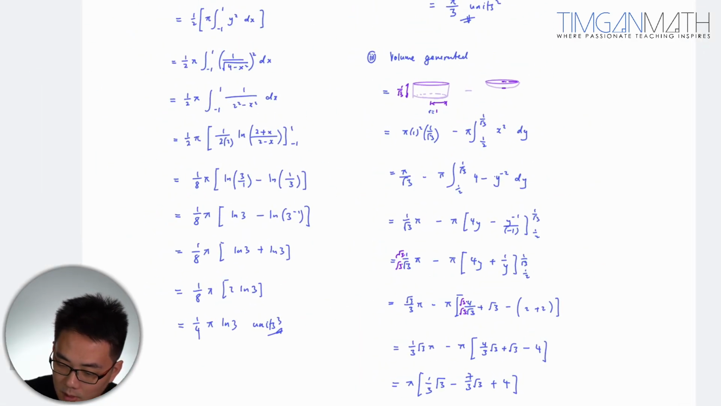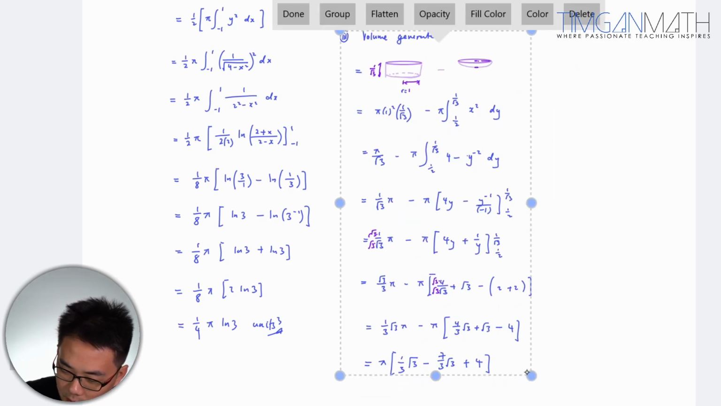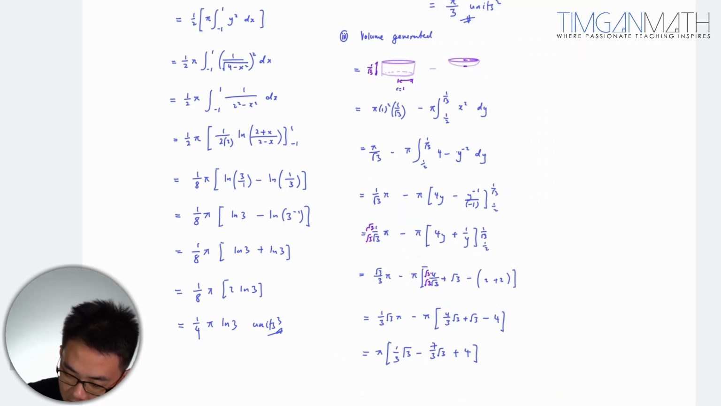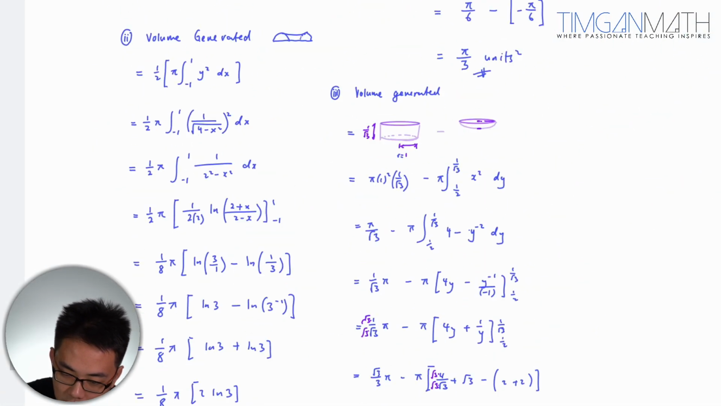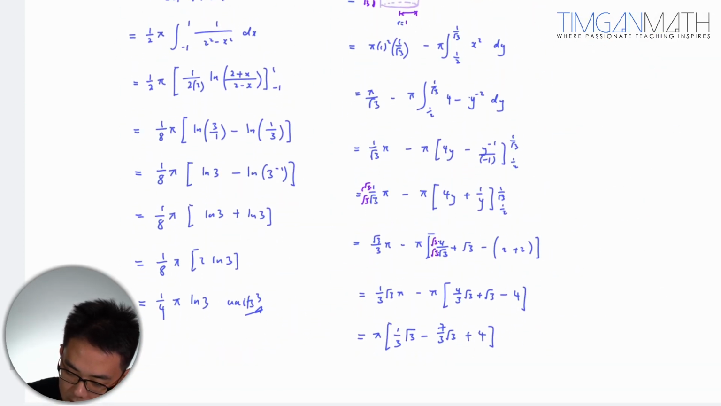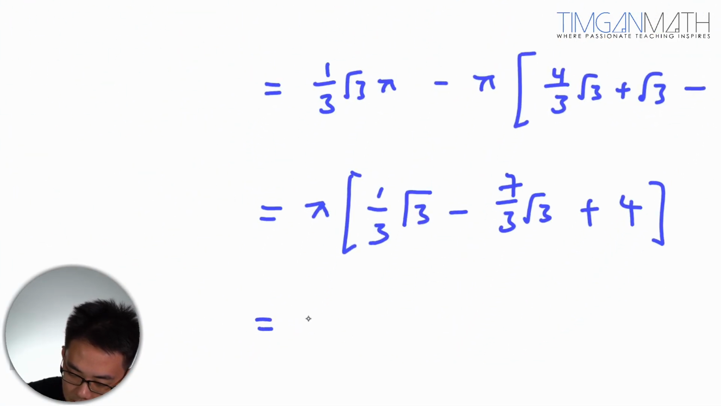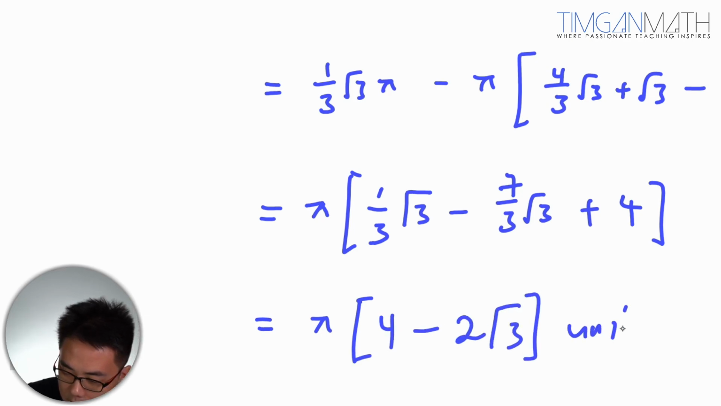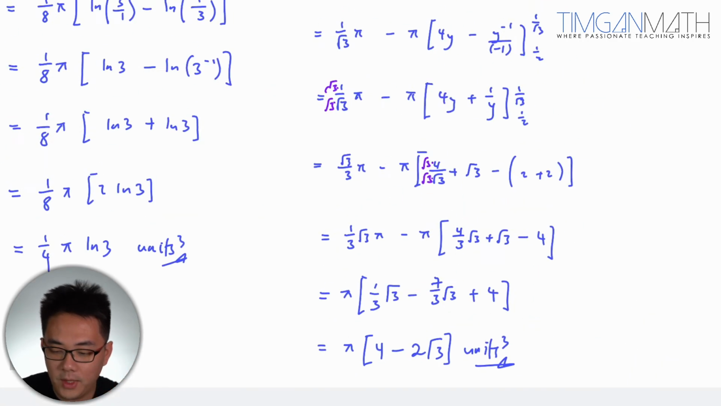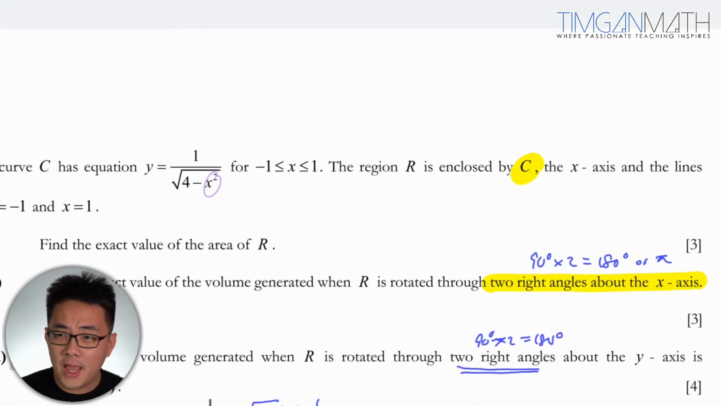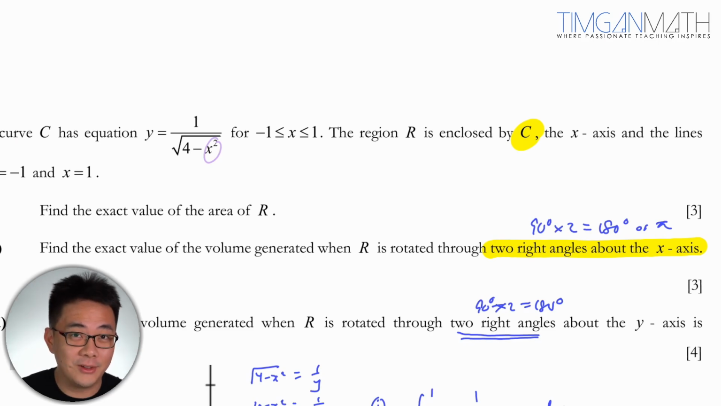Okay, there you go. So the thing about showing question, I love it, is because you can check answer. Hopefully that's the answer. Yep, 2 root 3. Yes, correct. So there you go. 4 minus 2 root 3 cubic units. Yeah, that's how you do this question here proficiently. Any question at all, please let us know. Keep practicing and I'll see you in the next question.